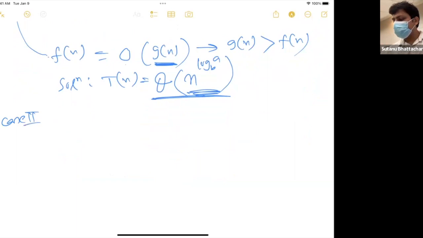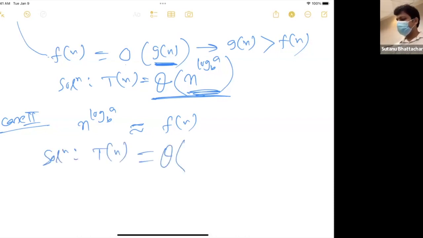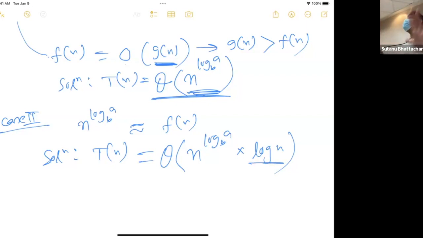Now case 2, when both are equally dominating. So n^(log_b a) and f(n), you may think both are equally dominating, almost equal. So if that is the case, then what will be the solution? Yeah, right. Just apply your intuition. So this is multiplied by a very small term, log n. Yeah, that is the solution. Why I am multiplying by a small term log n, we'll discuss at the end of this class, when we'll prove this theorem, a basic proof, so that you can get the high level picture. Okay. So this is case 2.